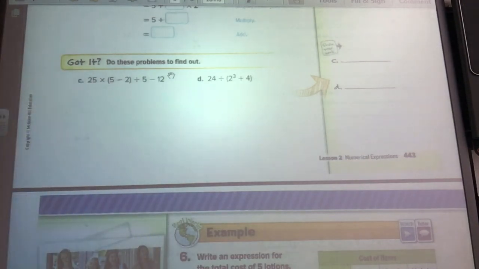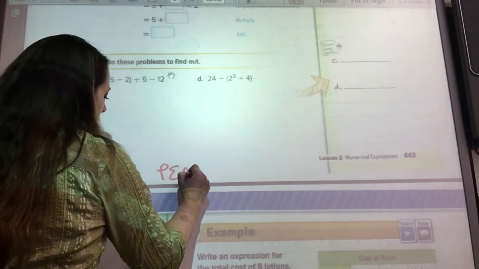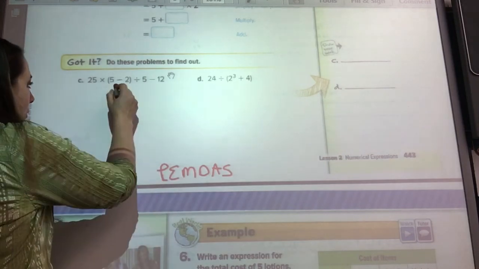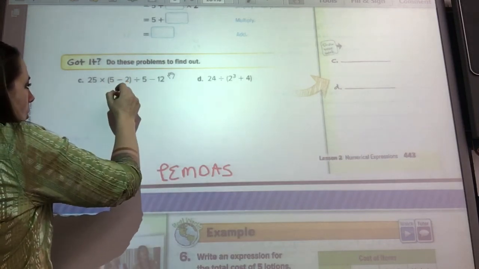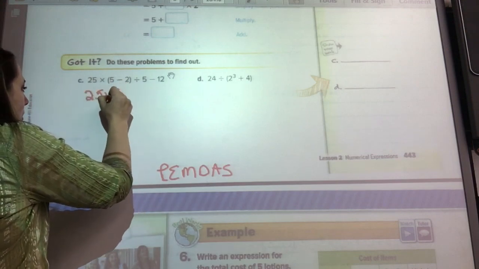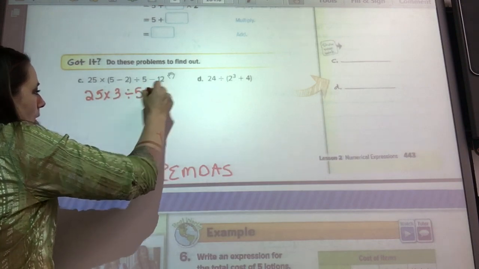25 times (5 minus 2) divided by 5 minus 12. First thing we have in PEMDAS, I'll write that again down here, is parentheses. And we have parentheses. So 5 minus 2 is 3. So now we have 25 times 3 divided by 5 minus 12.